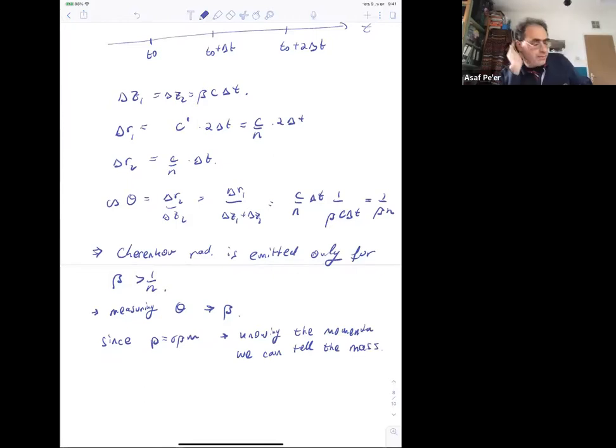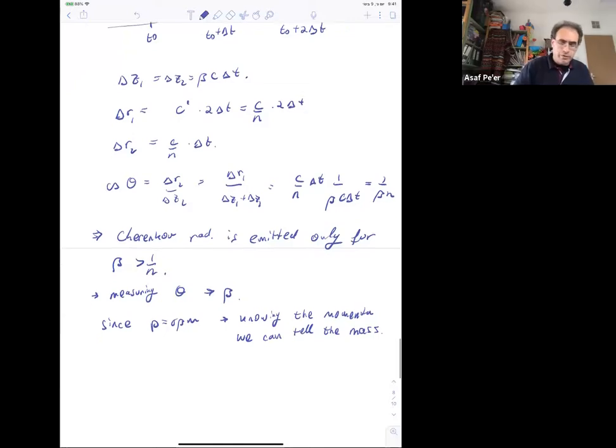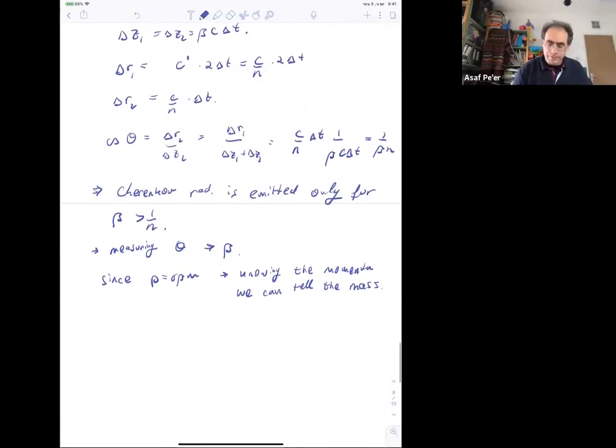Now the energy loss. Typically, energy loss by Cherenkov radiation is much smaller compared to ionization. It's of the order of a few percent. Energy loss by Cherenkov radiation is 1 to 5% compared to ionization.